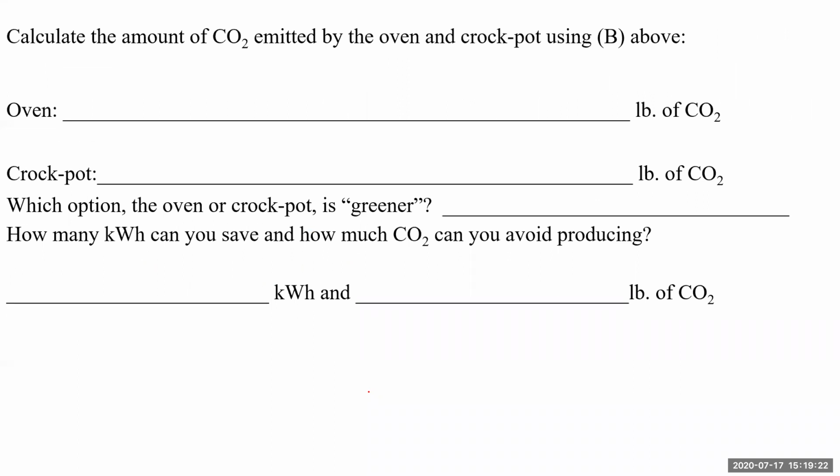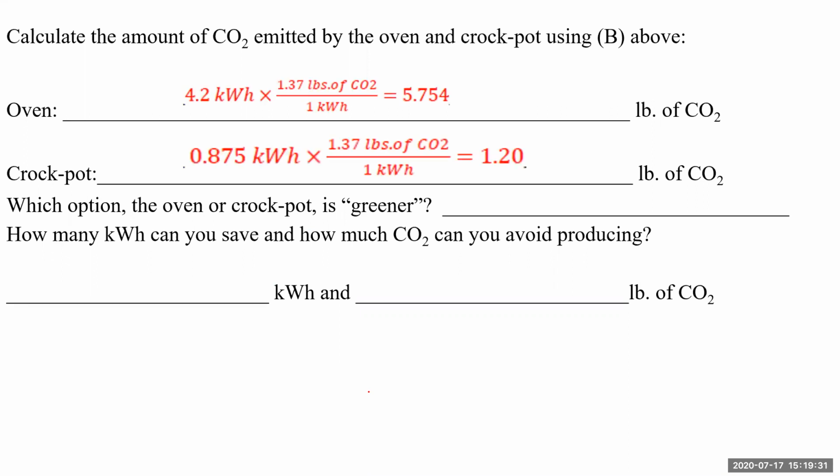Now we want to calculate the amount of CO2 emitted by the oven and the crock pot. Okay, so we have to multiply by the national average of 1.37, and that is that. Okay, so which option, the oven or crock pot, is greener? So it's pretty clear that the crock pot is much greener than the oven. Okay, nice.